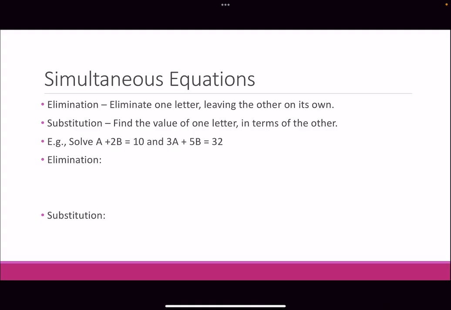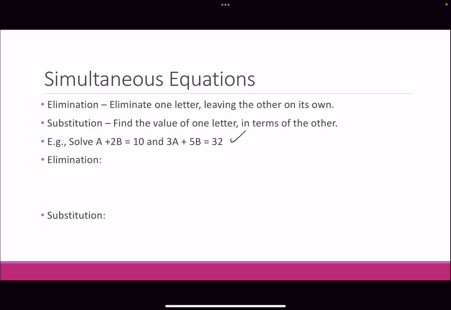Now, simultaneous equations, which you may or may not have heard of. Simultaneous equations is when we have two pronumerals, or two unknowns in an equation, and we're given two equations with those two unknowns. I'm going to show you an example here. What we want to do is either eliminate one of the letters and have the entire equation in terms of just one letter, so all A instead of A and B, or find the value of one letter in terms of the other letter and then substitute it into the other equation. I'll tell you exactly what I'm talking about now.